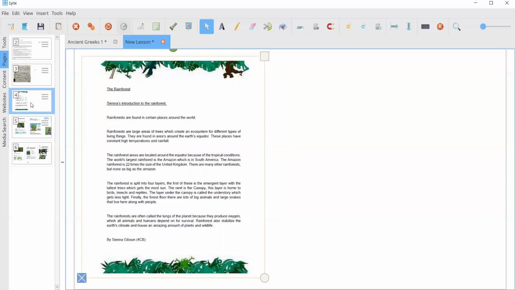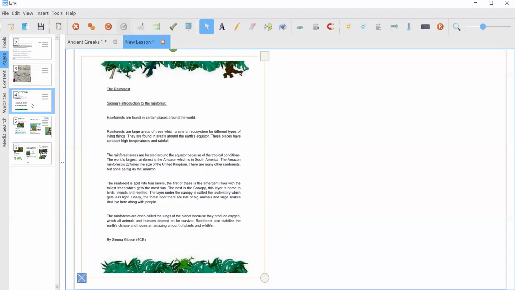Yeah, so it's huge. I read a fact that said if it was a country, it would be the 9th biggest country in the world in terms of area. Then you've got your 4 layers: emergent, canopy, the layer under the canopy called the understory, and the forest floor. And then your conclusion is very well constructed. It's very good.